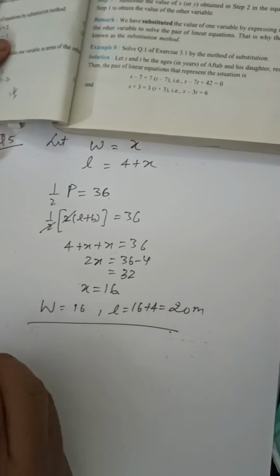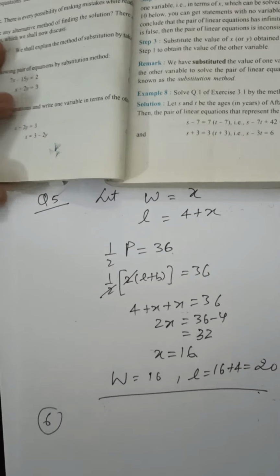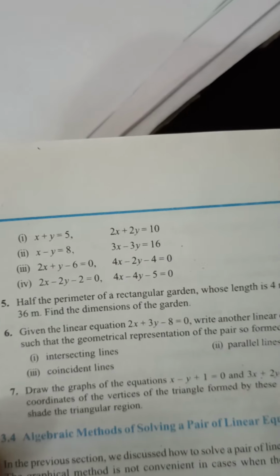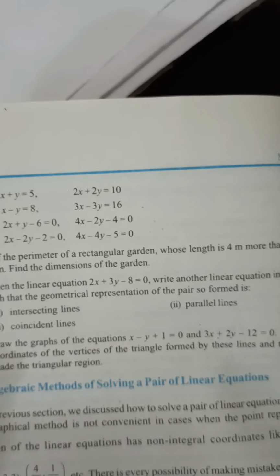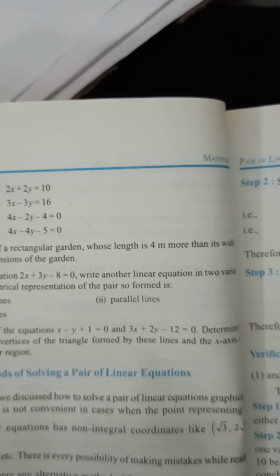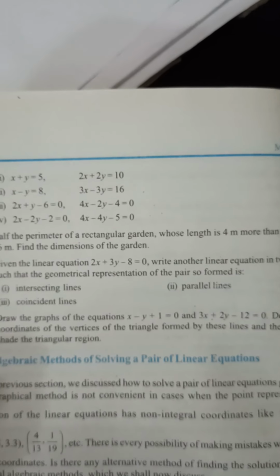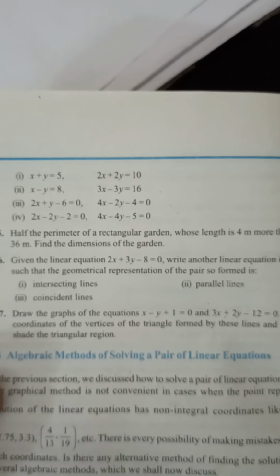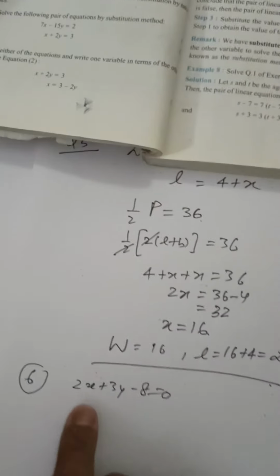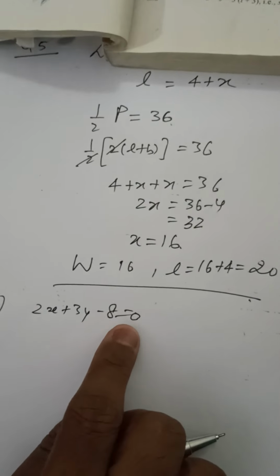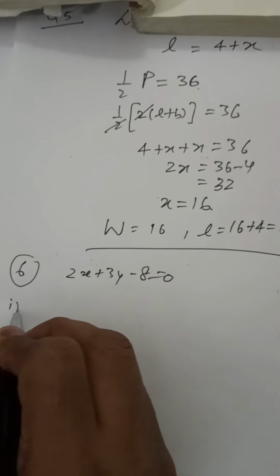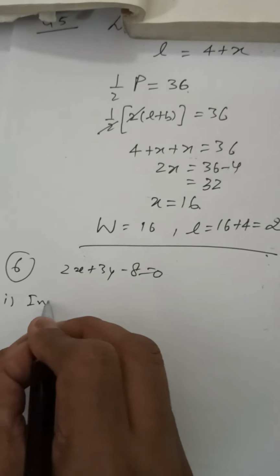Now moving on to question number 6. Given the linear equations 2x plus 3y minus 8 equal to 0, write another linear equation in two variables such that the geometrical representation of the pair is intersecting lines, parallel lines, or coincident lines. So students, the equation given over here is 2x plus 3y minus 8 is equal to 0. We have to write another equation so that they are intersecting lines.